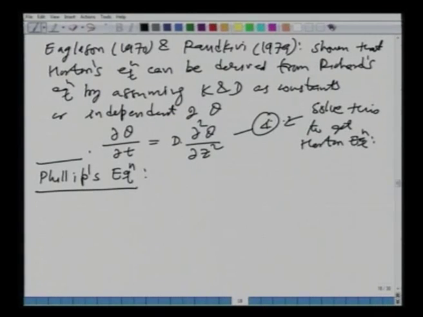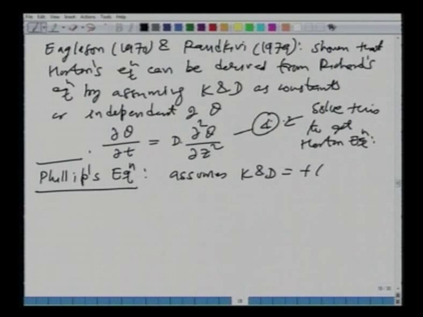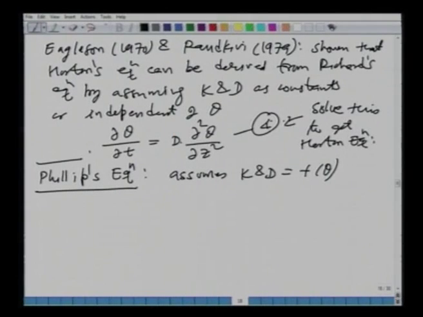The major difference between the Phillips equation and the Horton equation is that the Phillips equation assumes K and D to be functions of theta. So, they assume that the hydraulic conductivity and the soil water diffusivity D vary as the soil moisture content varies during a rainfall event. Once we do that, we can derive an expression for the cumulative infiltration as a function of time in terms of various parameters. We are not going to do that. I will give you the final result, which is the famous Phillips equation.